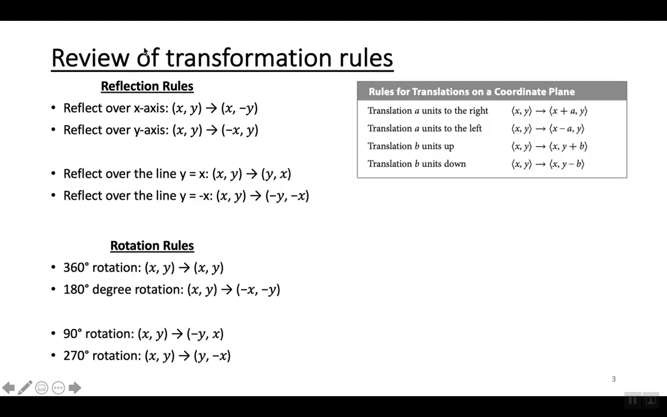Just like for section 1, I'm including all the rotation, reflection, and translation rules because you need them for some of the problems. You should make sure to look at them before the exam and make sure you understand how to use them.